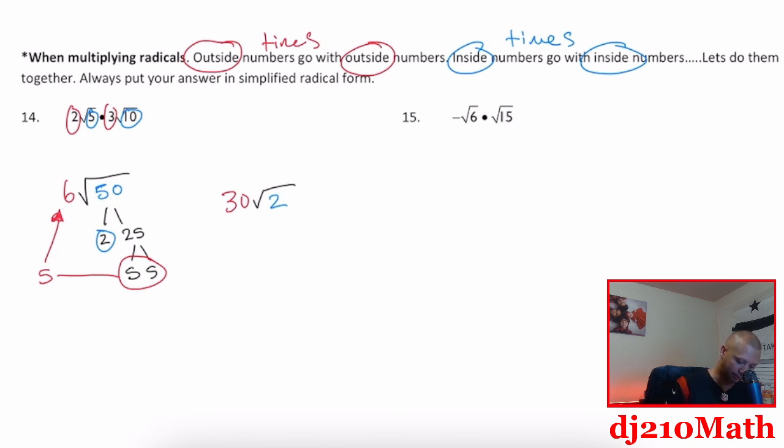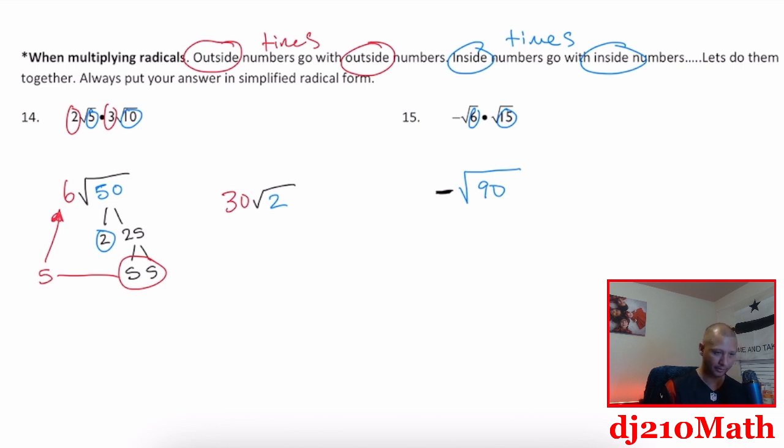So outside times outside. There's nothing in front of 15, so it's a 1. So this is going to be negative, because there's a negative outside and there's no other number. All right, inside, however, 6 times 15. So 30, 60, 90.